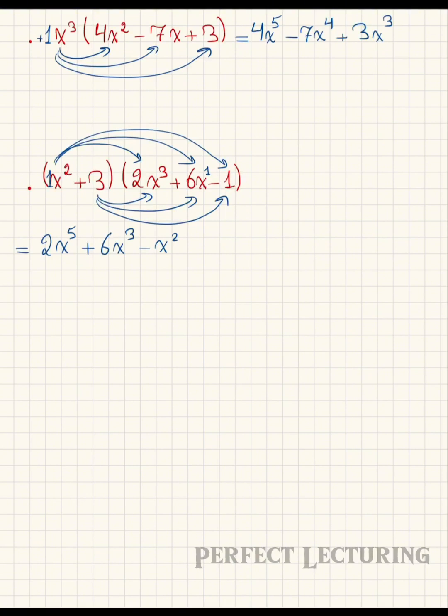Let's move on with the 3. So 3 times 2x cubed, I just multiply 3 by 2. There is no x in front of the 3, so it's just 6x to the power of 3, plus 3 times 6, that is 18x, and 3 times negative 1 is minus 3.